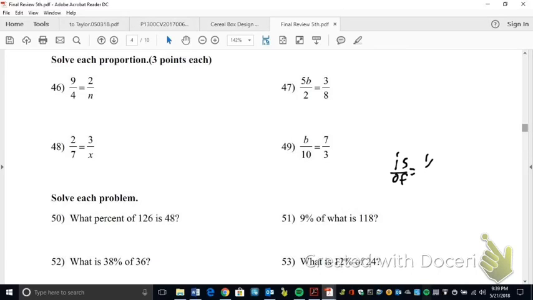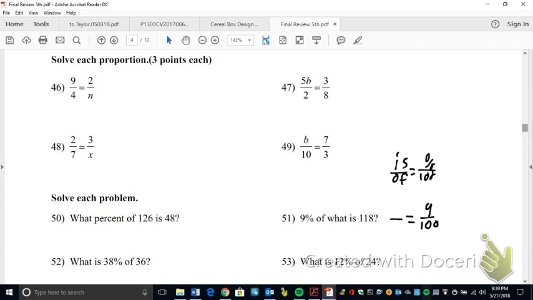Okay, now, when we're dealing with percents, remember, it's is over of equals percent over 100. Now, a couple of you guys like to do it differently. Totally okay. So, if we look at 51, so we have what? 9% of what is 118. Now, notice in the is over of equals percent over 100, the 100 is always there, okay? So, now we just have to fill in the is, of, and percent.